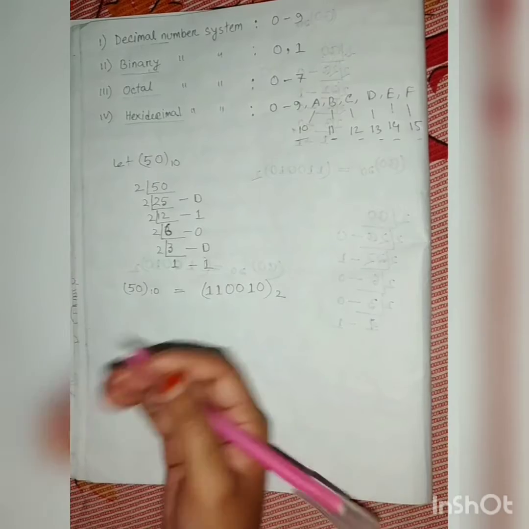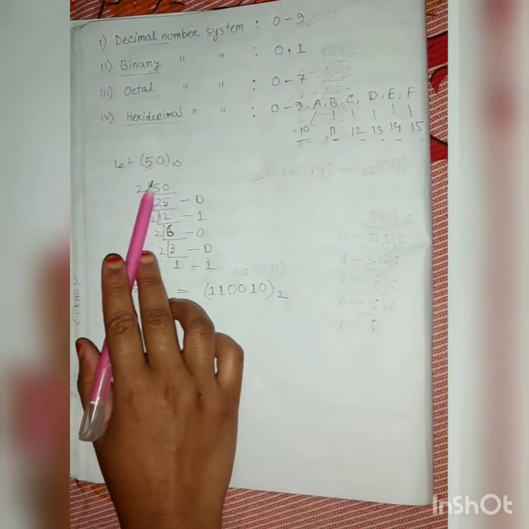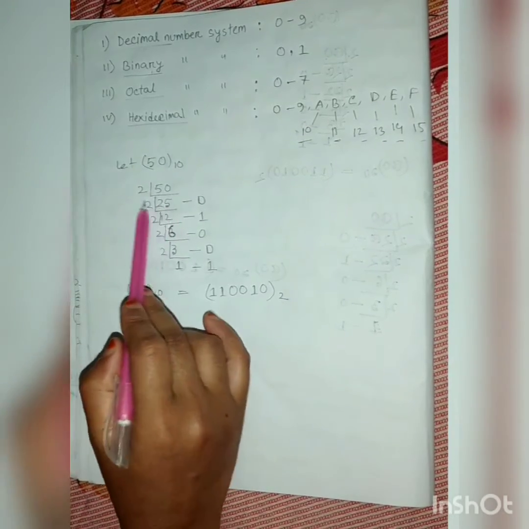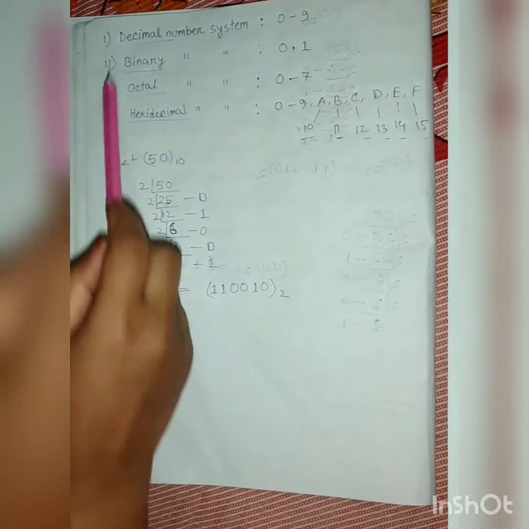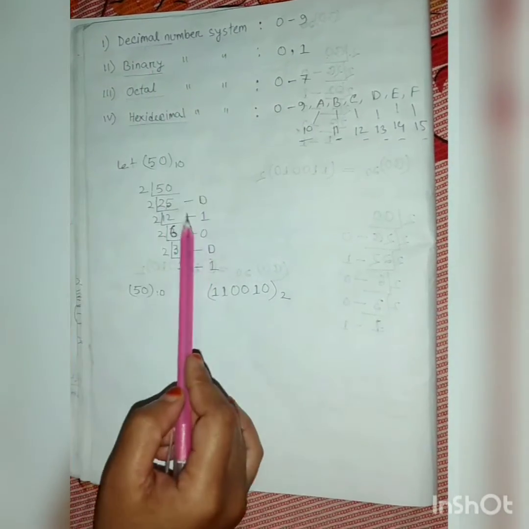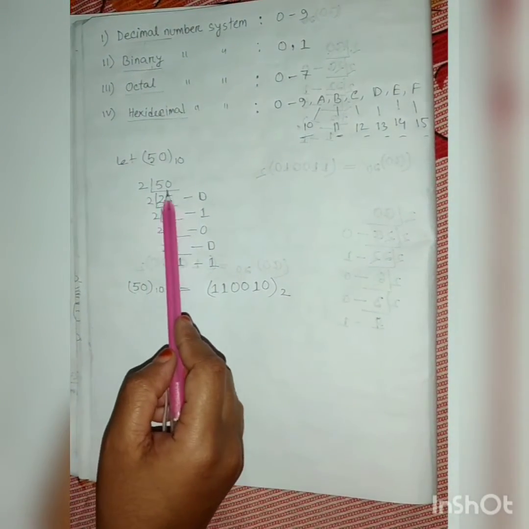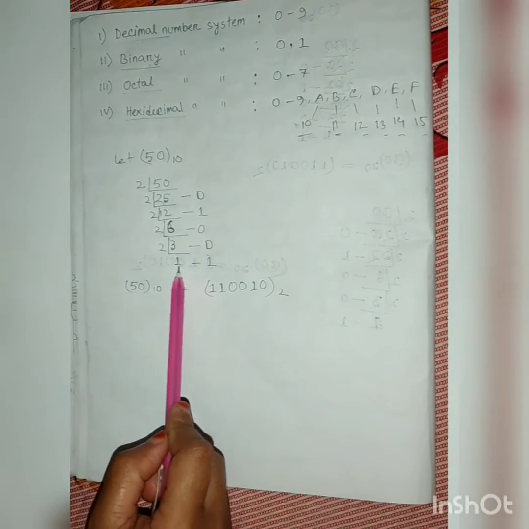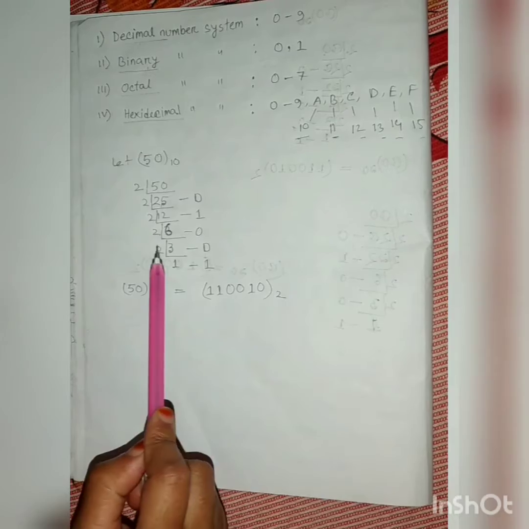I am saying this again so that you can understand easily. So at first we will take the decimal number, then we will divide the decimal number with the base number. As the base of binary is 2, we will divide this 50 by 2 until we can't divide this anymore.